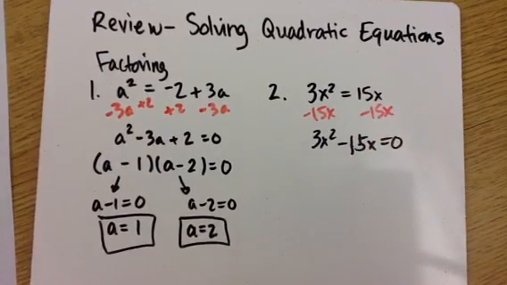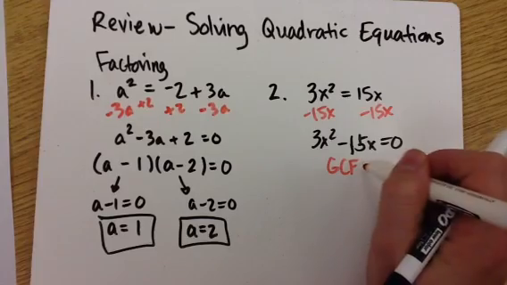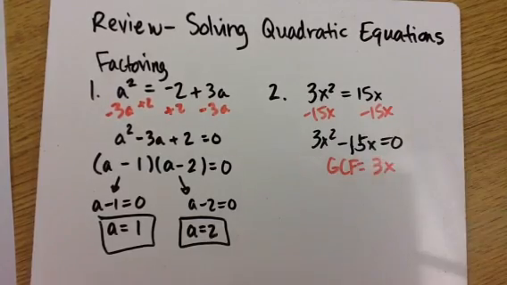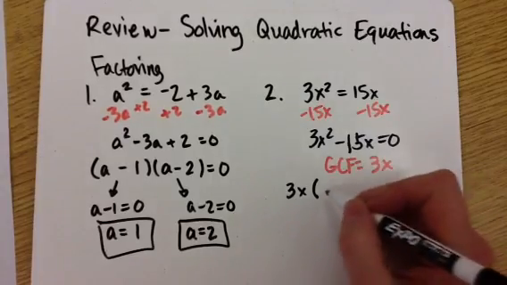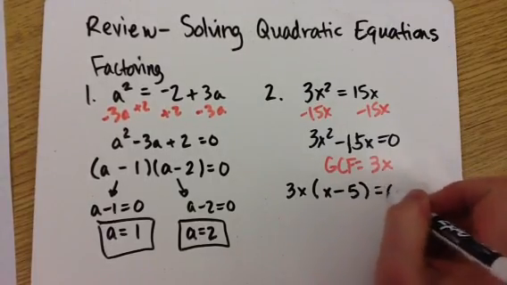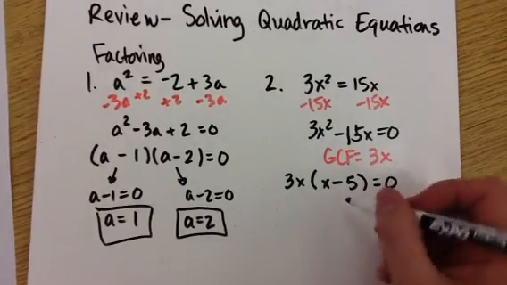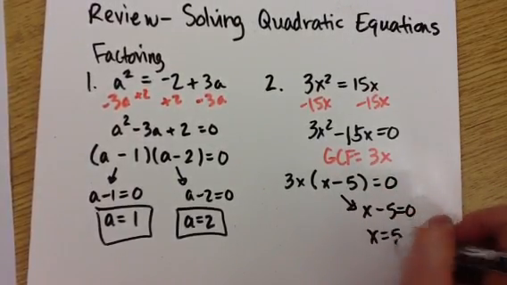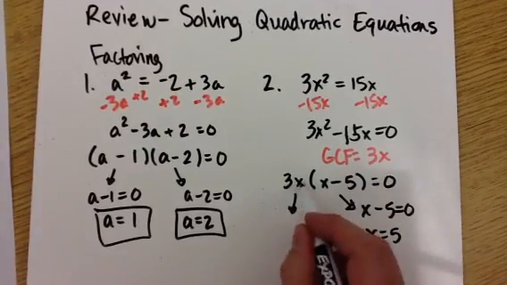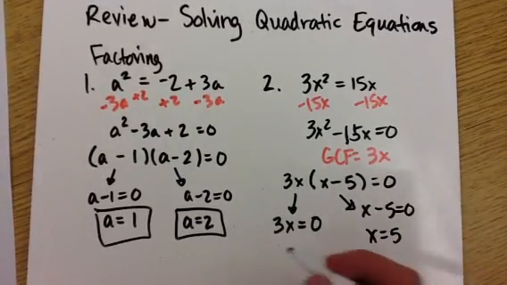I see that there is a greatest common factor. The greatest common factor between these terms is going to be 3x. So I'll take 3x out front, which leaves me x minus 5 inside the parentheses. And there's no more factoring to be done. I have x minus 5 equals 0, so x equals 5. And since there's an x in my greatest common factor, I have 3x equals 0. So when I divide both sides by 3, I get x equals 0.